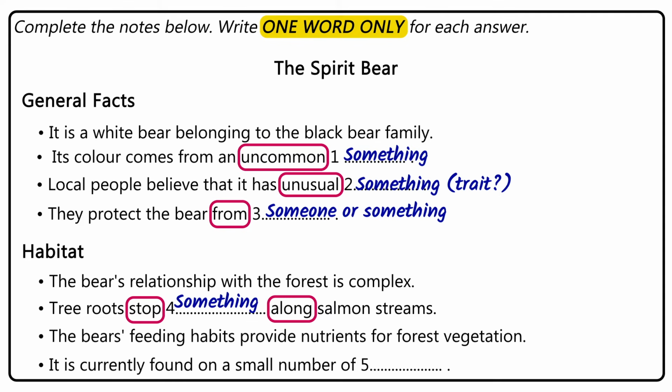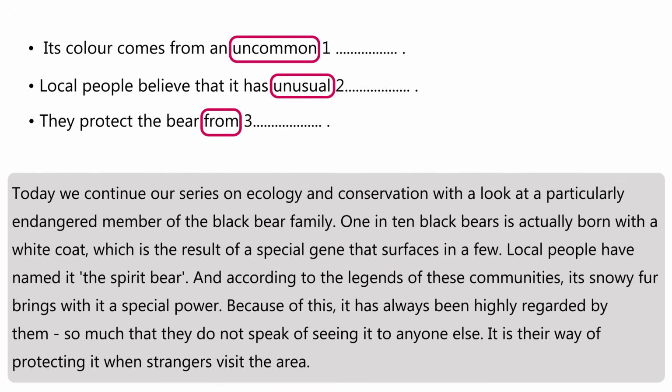So maybe we should write about some place here, and we are pretty sure that the answer here is plural because of the phrase "small number of." So let's just start reading the transcript. And our question number 1 is, its color comes from an uncommon something.